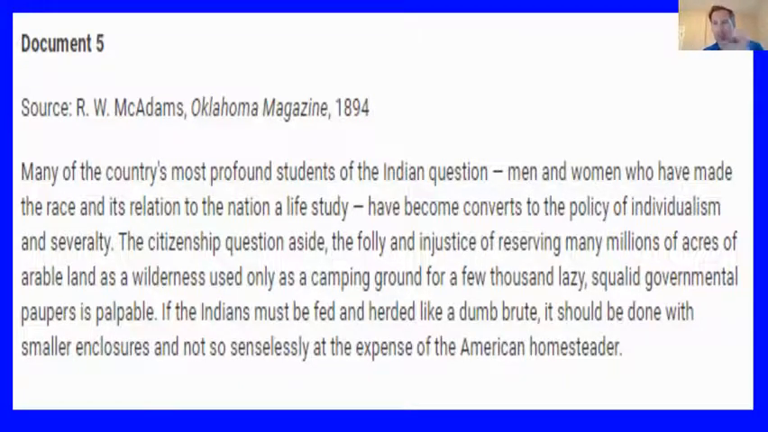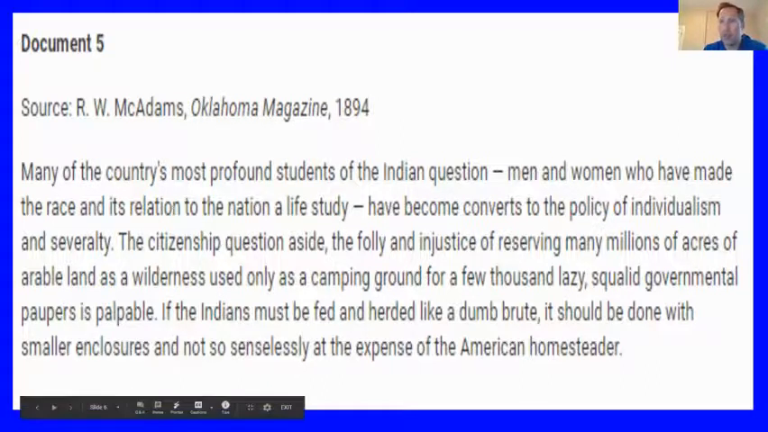He doesn't want Native Americans to expand. He believes that even the land that's given to Native Americans for reservations is too much. So he would like to see Native American lands shrink to make way for farmers. And he says, the citizenship question aside, the following justice of reserving many millions of acres of arable land. He's talking about, at the time of assimilation, he wants Native Americans to be put on smaller farms, and then extra land given away to homesteaders. So he's in favor of assimilation. He doesn't have a high view of Native Americans, and he wants that land available to Western Americans.